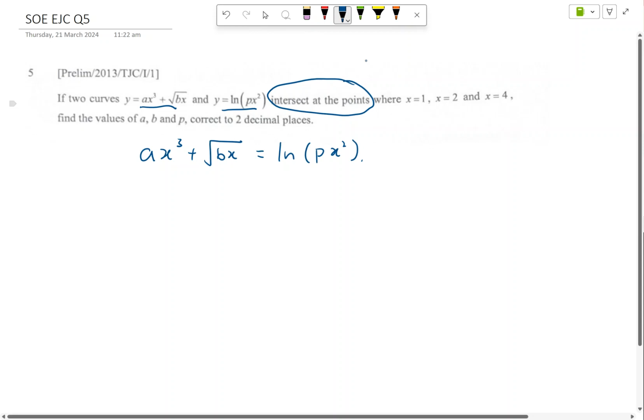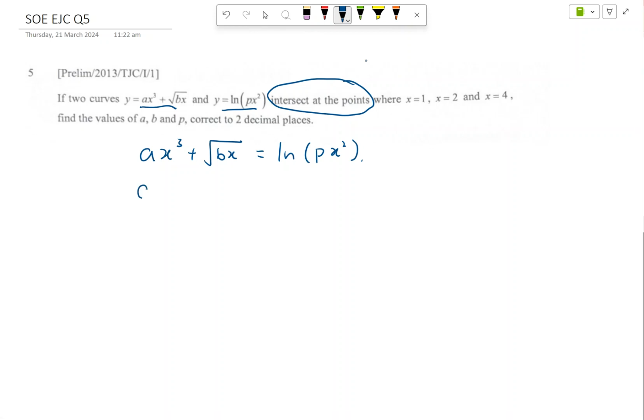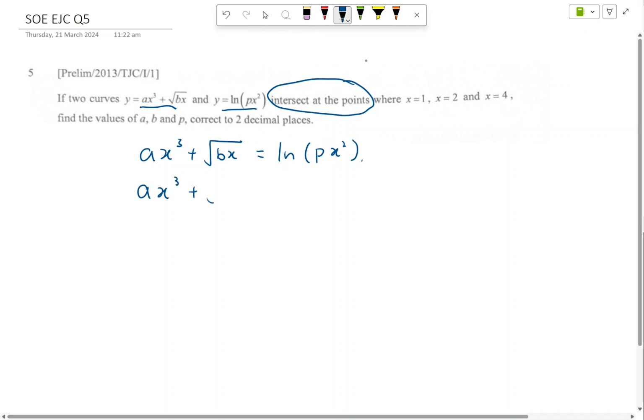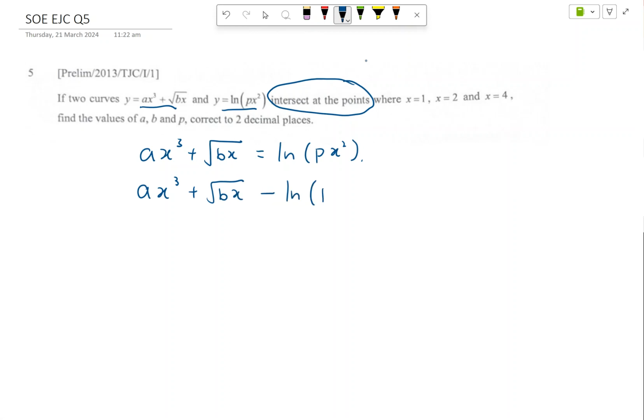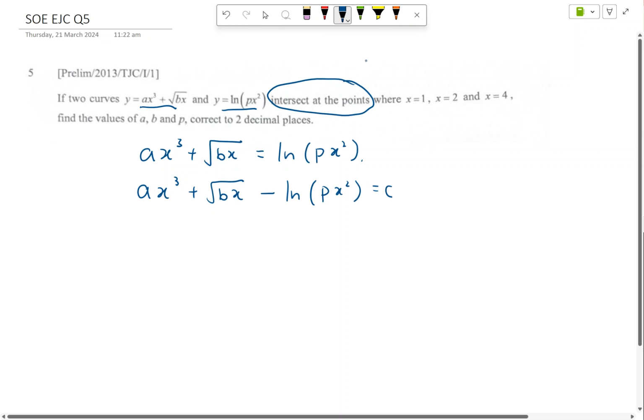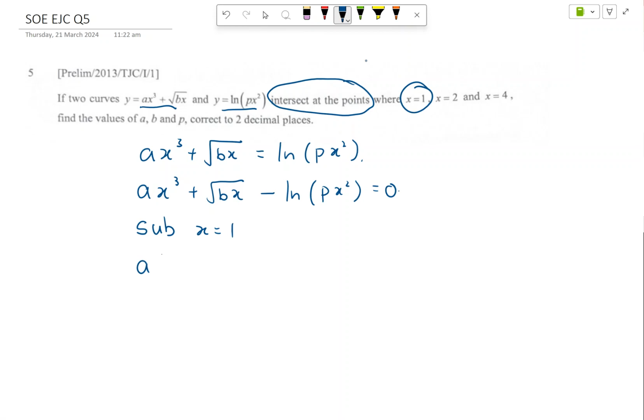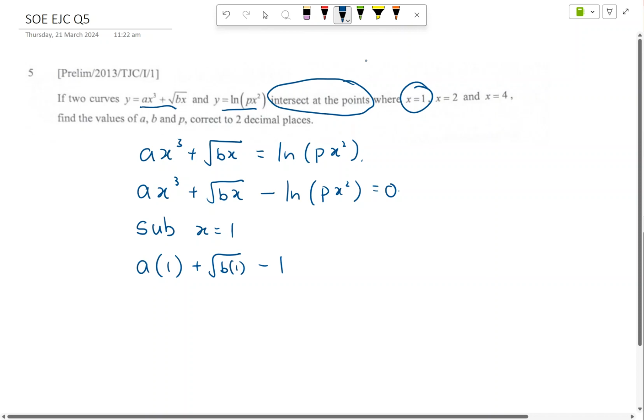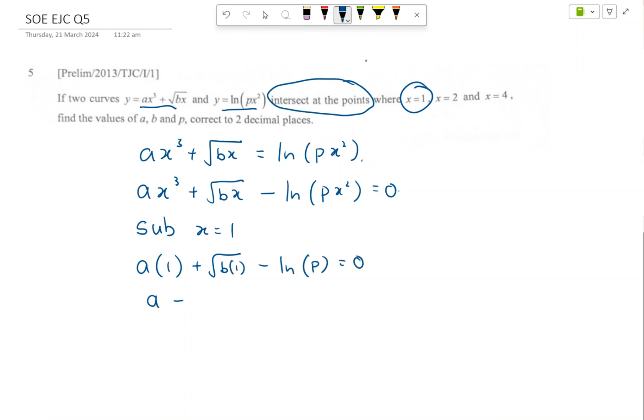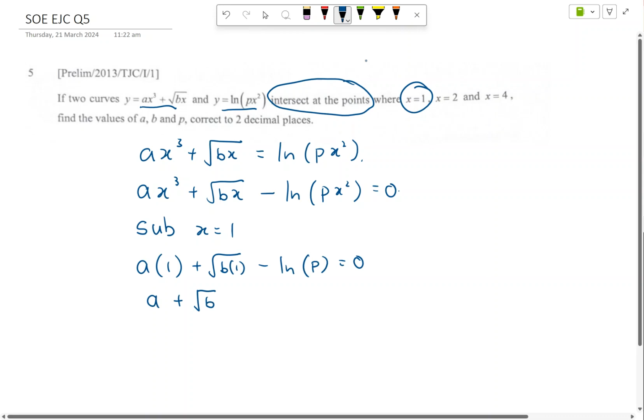Now be careful, the square root covers the x. So I will have ax cubed plus square root bx minus ln px squared equals 0. Now I sub in the first x. Sub x equals 1, I will have a times 1 plus square root b times 1 minus ln p equals 0. I simplify it, I will have a plus square root b minus ln p equals 0.